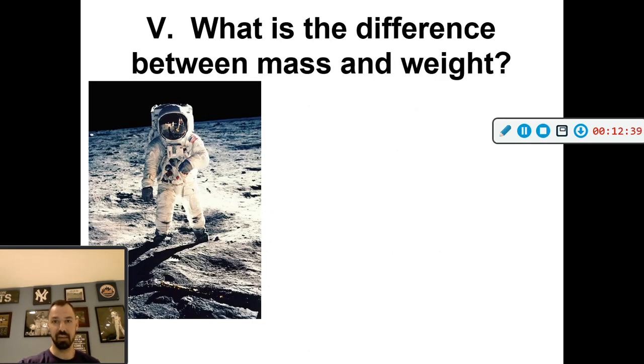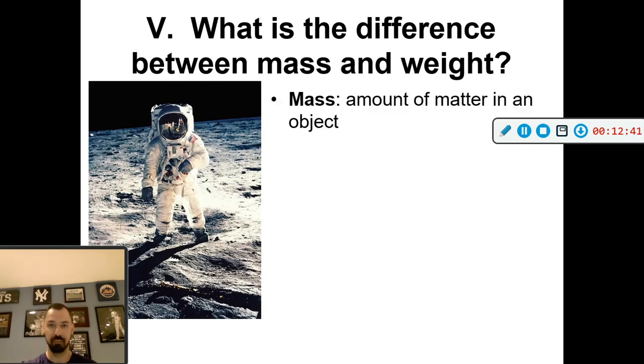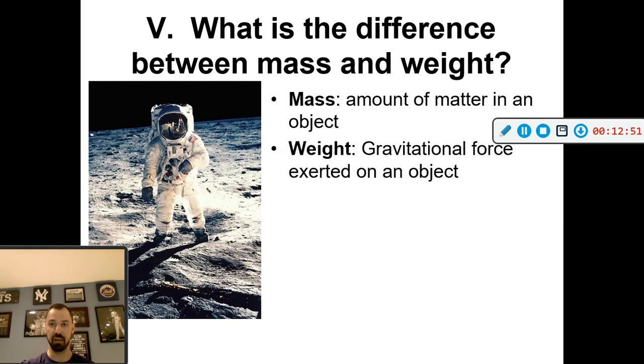All right, lastly, I want to talk about mass and weight. So mass, remember, is the amount of matter in the object. That does not change, right? That's constant, the particles that make up the object. Weight, on the other hand, is the gravitational force exerted on the object. So in other words, the moon is 1/5 the size of Earth. So therefore, the gravity of the moon is 1/5 of Earth.